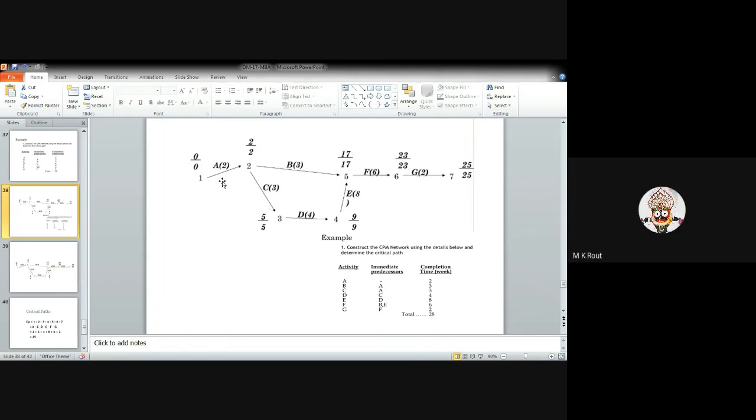Yes. If you go through the next path, A to C and C to D and D to E and E to F and F to G, you can get 25. This is the critical path. Is it clear? Yes, sir. I thought it would be the previous one only. No. You have to go for the longest path which provides the maximum value in drawing the critical path. Is it clear? Yes, sir.